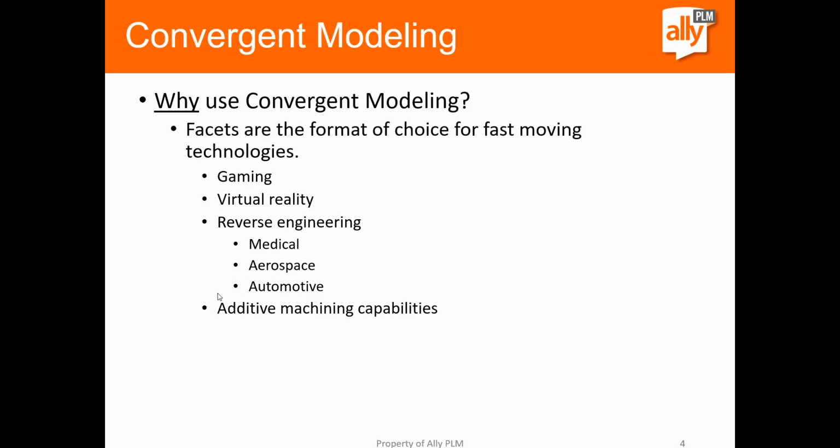So why use convergent modeling? Facets, such as STL files that we're going to be looking at today, are the format of choice for fast-moving technologies. Gaming, for example, uses these facets for model representations inside the actual game. Virtual reality also uses facets for model representations. Referring to reverse engineering, medical, aerospace, and automotive will use some form of scanner in the field to output the facet data that we will be using. Then once we have our part designed in context with the facet, we can use additive machining capabilities with our facet.